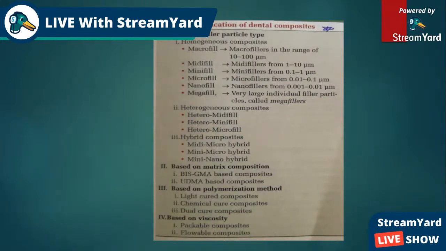And then it is based on the viscosity. It is a packable composite or a flowable composite. Now, the flowable composite, which I have already mentioned, is more viscous, more flowable than the other two. So it has the greater polymerization shrinkage. So this is the classification.